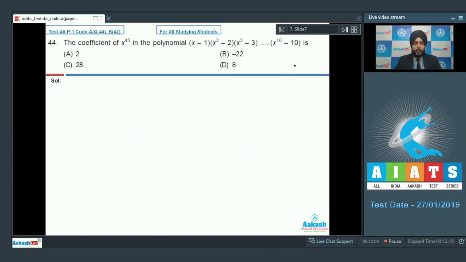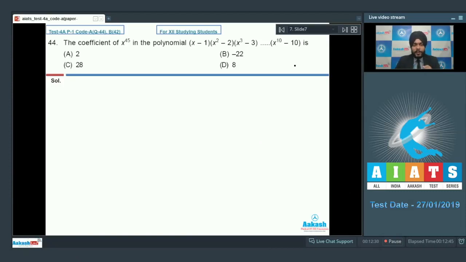Question number 44 says that the coefficient of x power 45 in the polynomial x minus 1, x square minus 2, x cube minus 3, and so on till x power 10 minus 10 is. Students, over here we can easily see that there are 10 brackets. In the first bracket it is x, in the second bracket it is x square, then x cube, and so on till x power 10. So what will the maximum power of x be? 1 plus 2 plus 3 up to 10, that is 55.